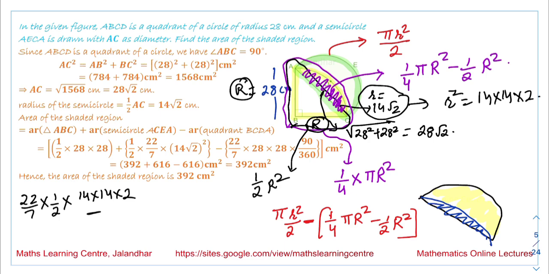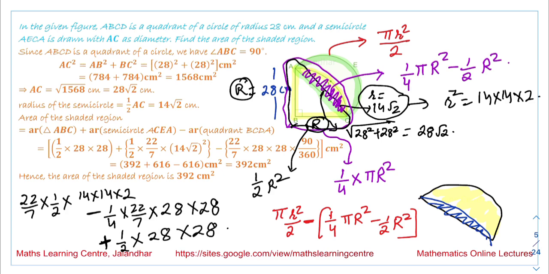Next, it is minus 1 by 4 into 22 by 7. The value of capital R we have is 28 into 28. Next, it is plus 1 by 2 into 28 into 28. On solving all these values, you will get the answer, and the final answer you will obtain is 392 centimeter square. So this is the area of the shaded region.